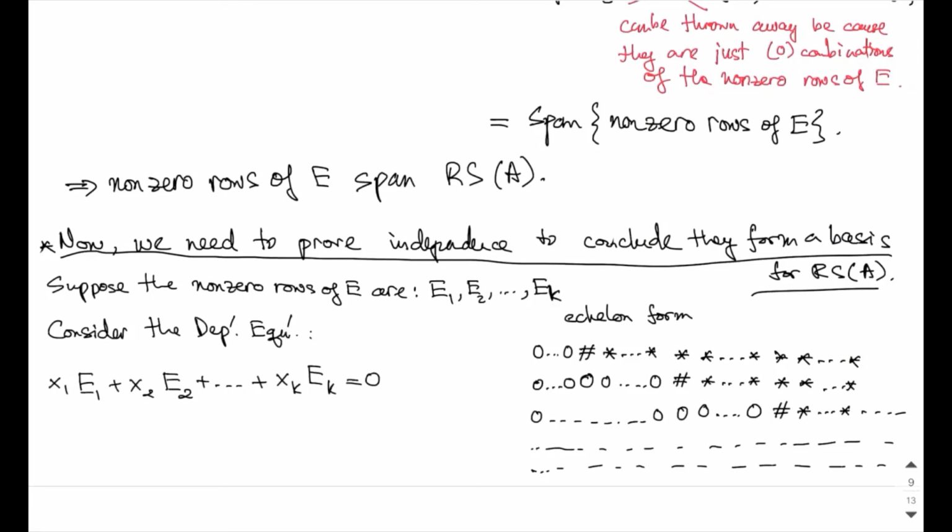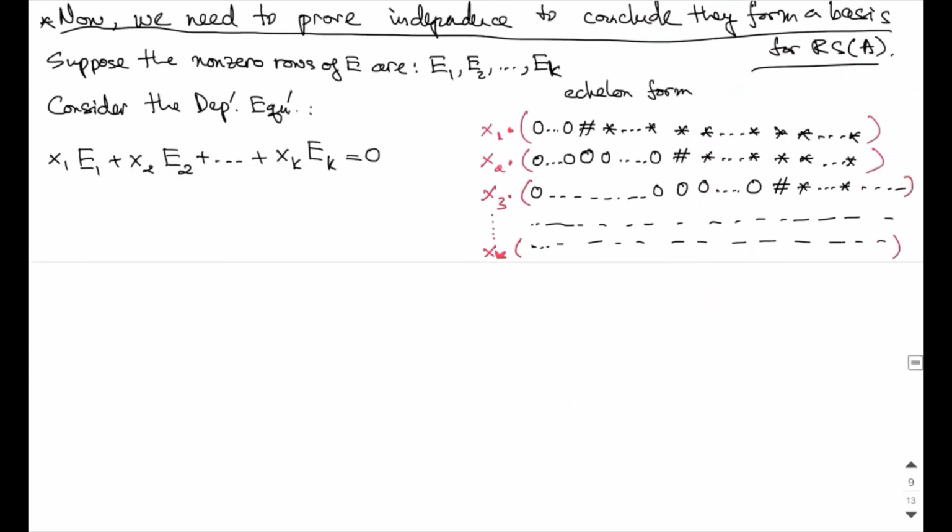Now, when you multiply x1 to E1, that means you are going to multiply x1 to the whole first row here. When you multiply x2 to E2, that means you will have to multiply x2 to the whole second row. When you multiply x3 to E3, you are multiplying x3 to the whole third row. And you keep going until you hit xk. Remember, you are going to add them.